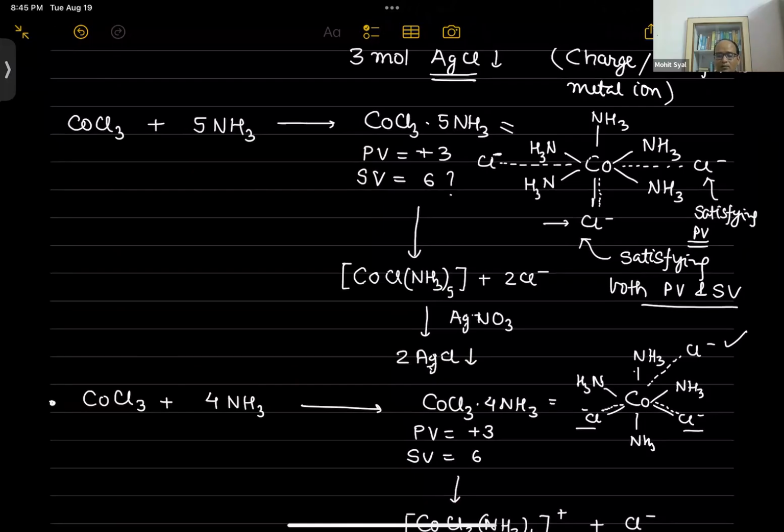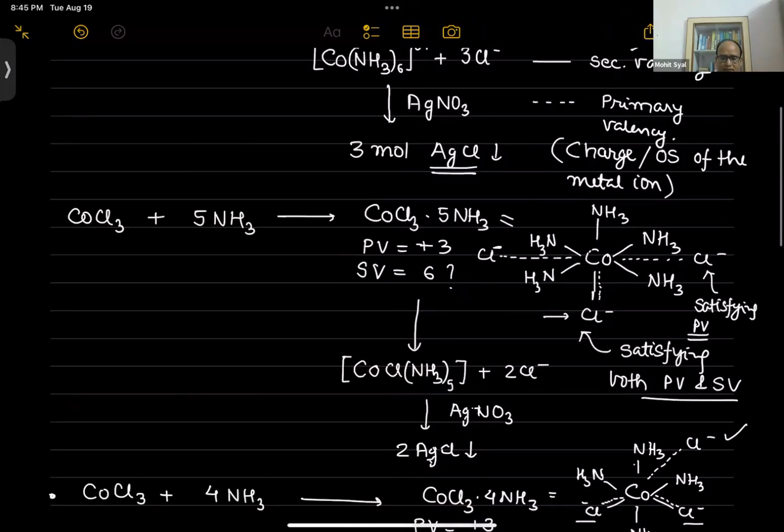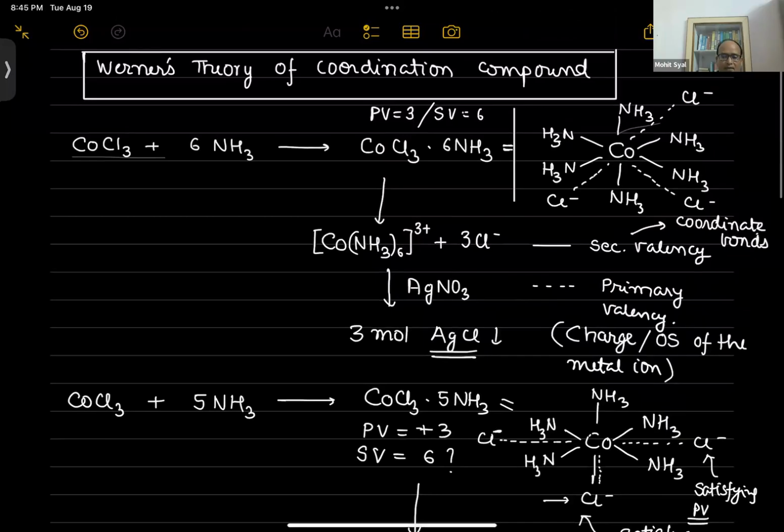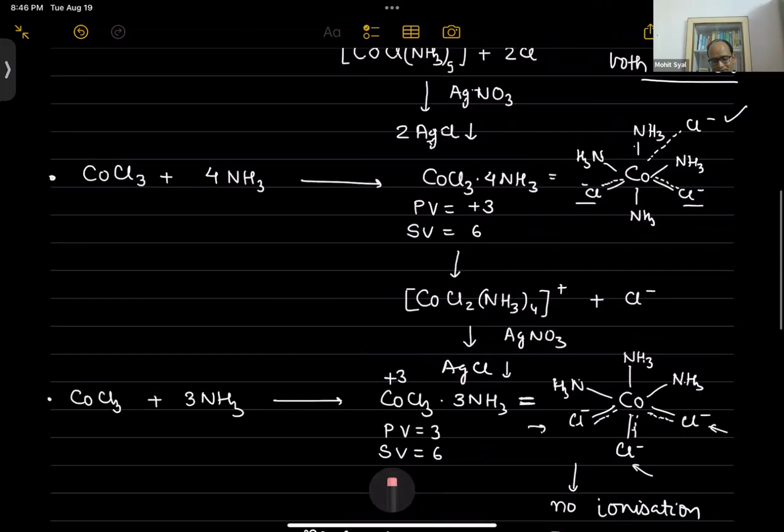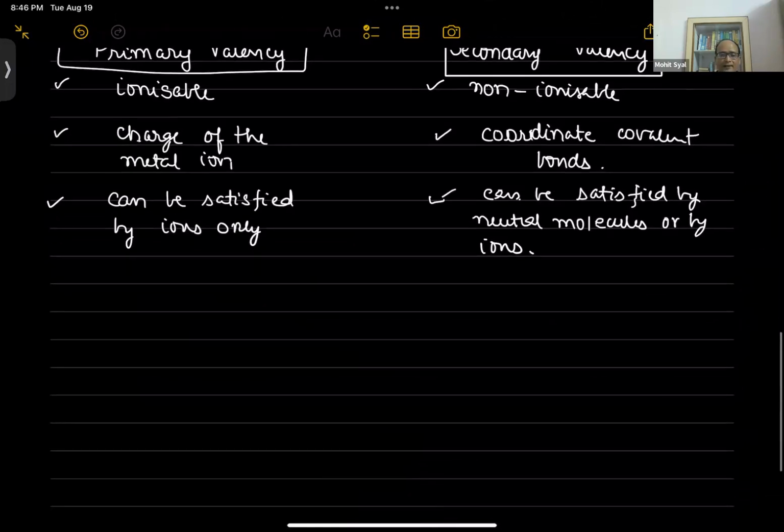This is satisfying both primary and secondary valencies, and the two chloride ions are satisfying the primary valency only. So only those two are ionizable. And all the three chloride ions are ionizable in this case. Is it clear?